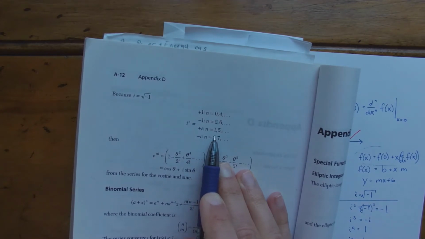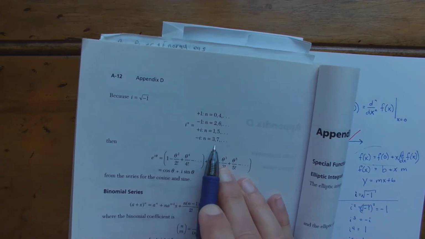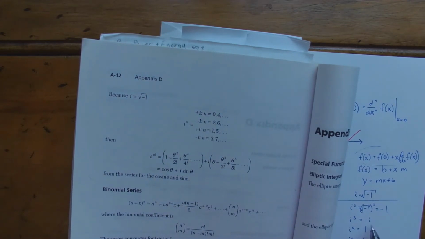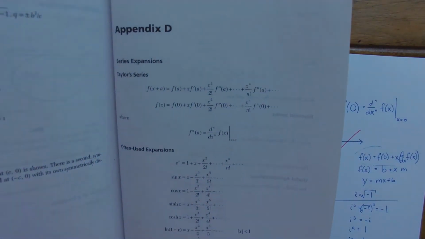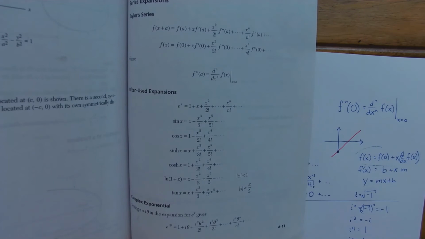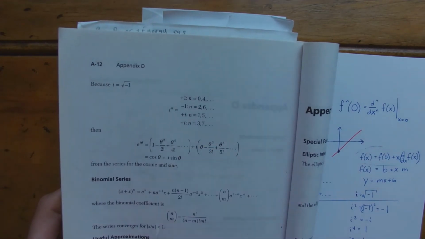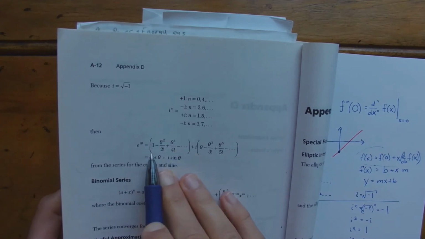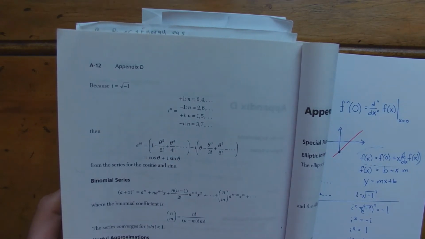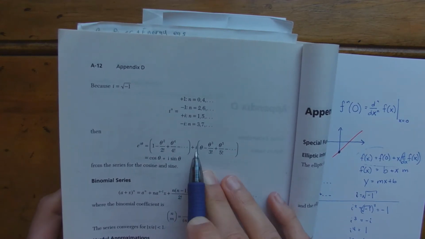When n is equal to 1 or 5, we get i. When n is equal to 3 or 7, we get -i. So we could take what we have here and rewrite it. Whenever n is even, we can move those terms into this set of parentheses here. And when n is odd, we can move those terms into the parentheses that we have here with an i in front.